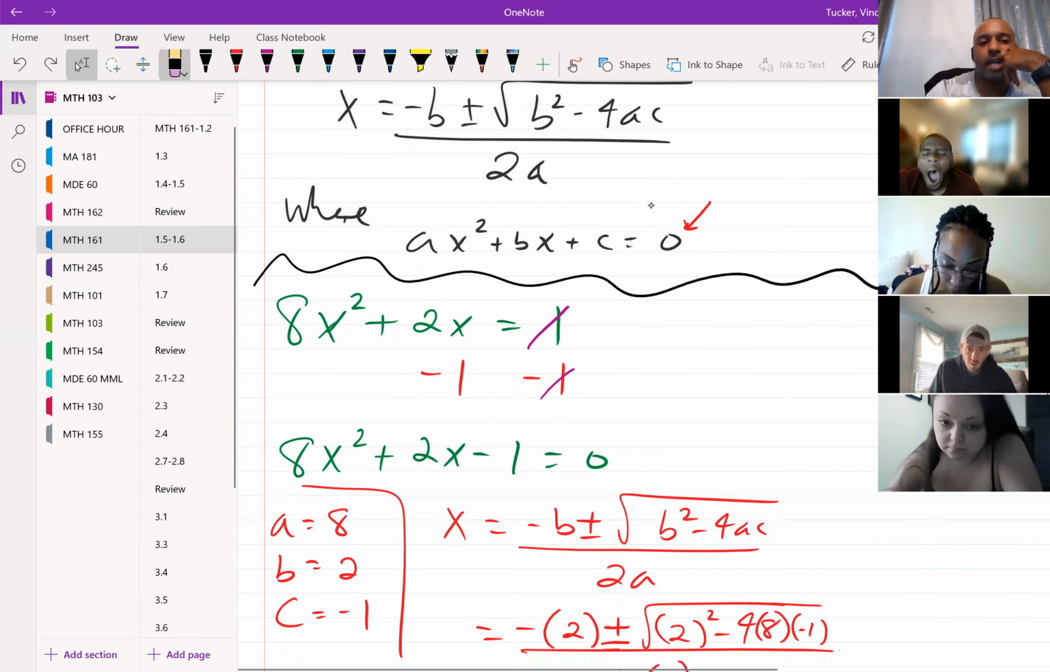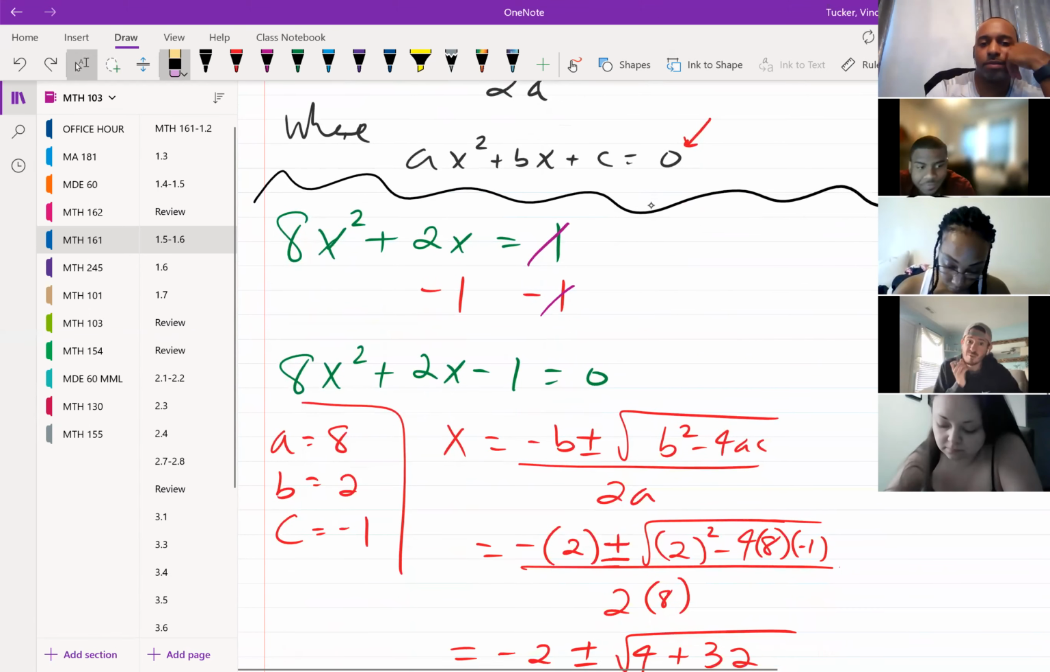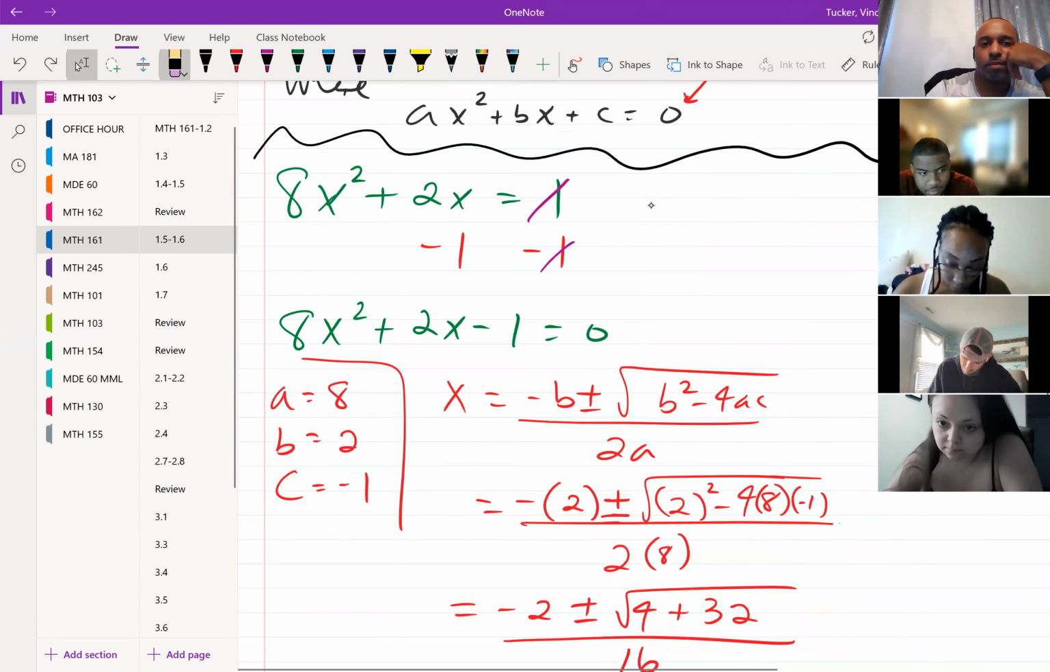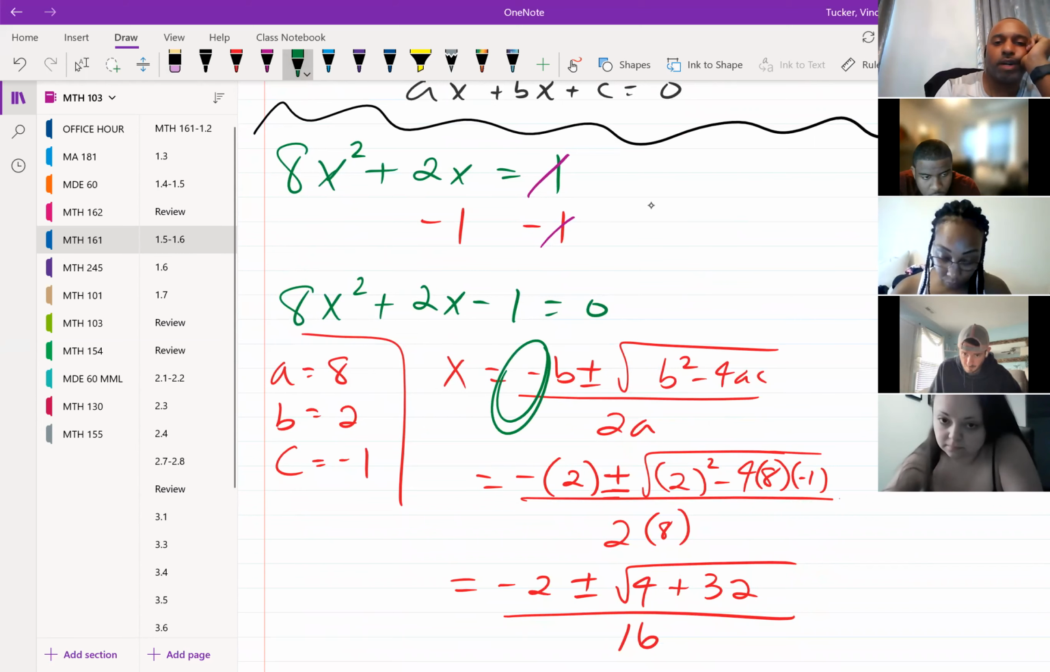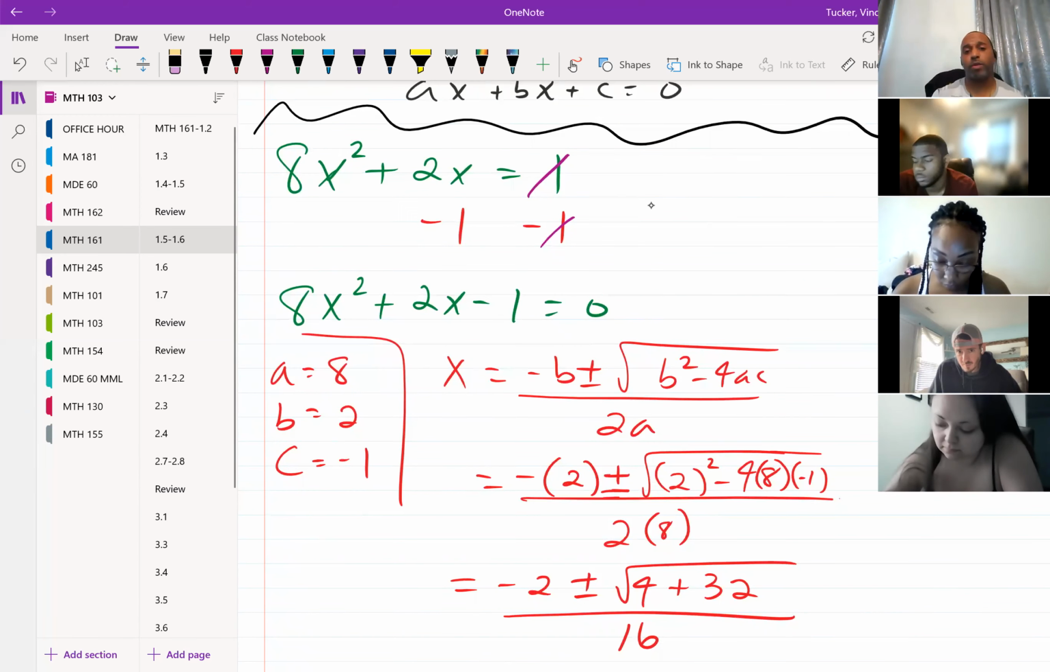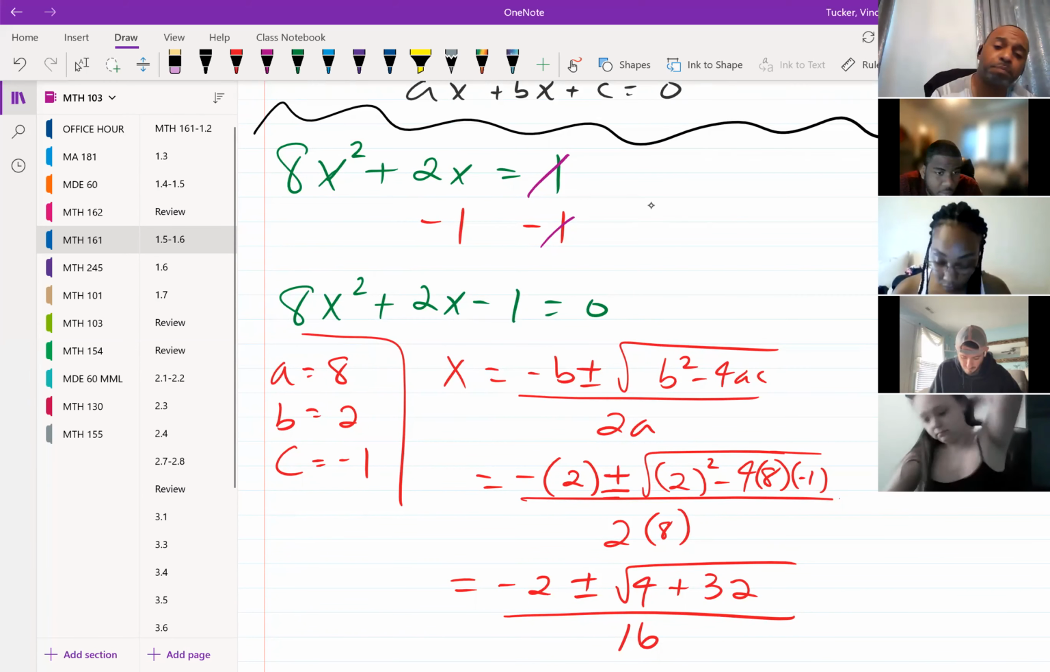All right, once you've established that, you can go ahead and plug them into the formula. Make sure you don't lose this negative out here. A lot of times people will lose that negative. That is a part of your formula, negative b. So that'd be negative 2 plus or minus square root of 2 squared minus 4 times 8 times negative 1, over 2 times 8.